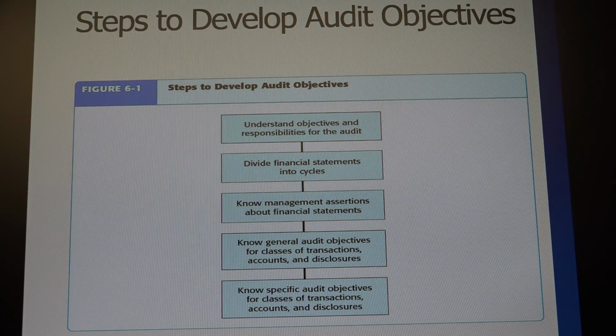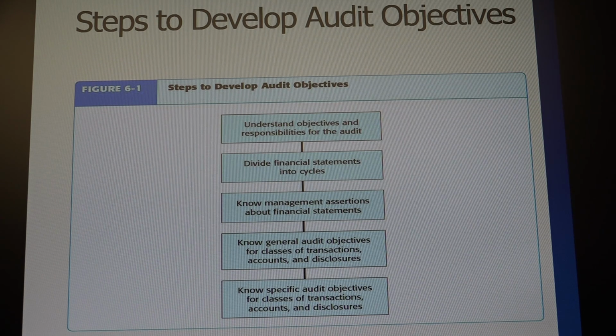And so they talk about the steps to develop the audit objectives. The first thing they talk about is understanding the objectives and responsibilities for the audit. What are the management's responsibilities? What are the auditor's responsibilities? And then we'll talk about dividing the financial statements into cycles. Breaking this up into individual cycles makes the audit process a much smoother process.